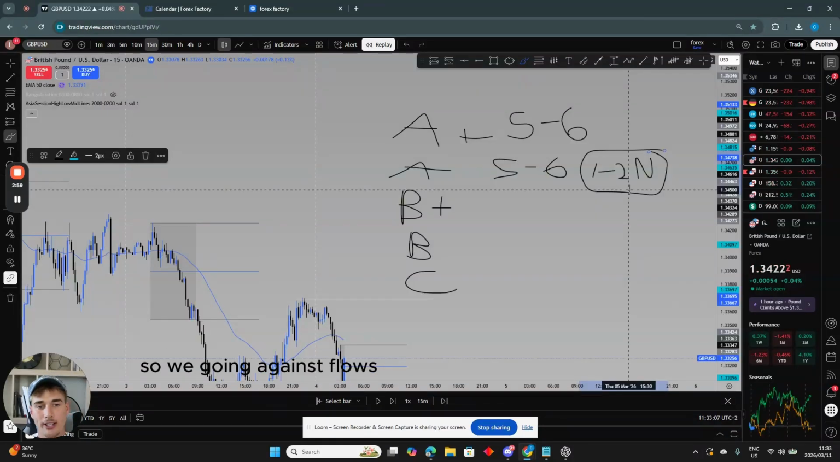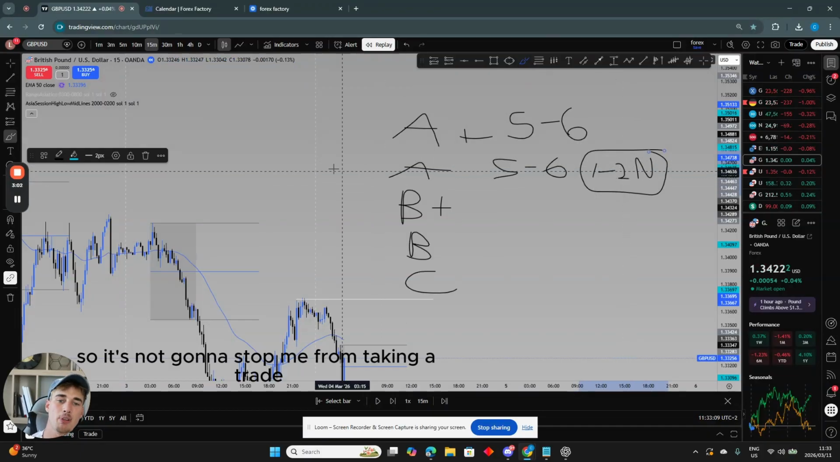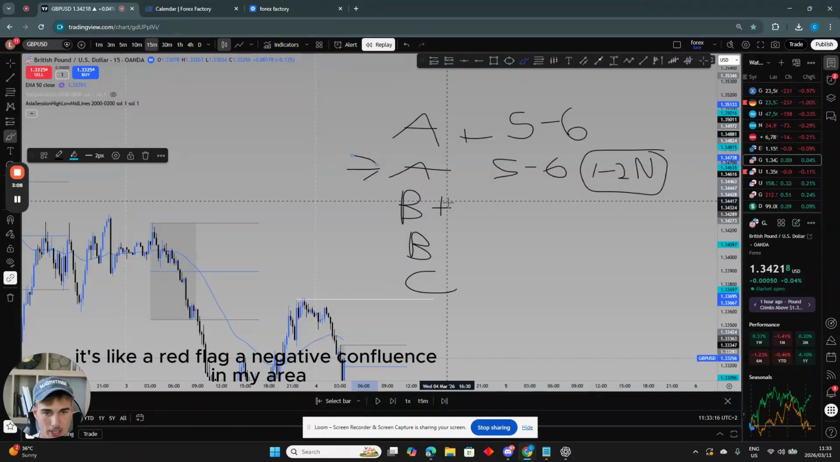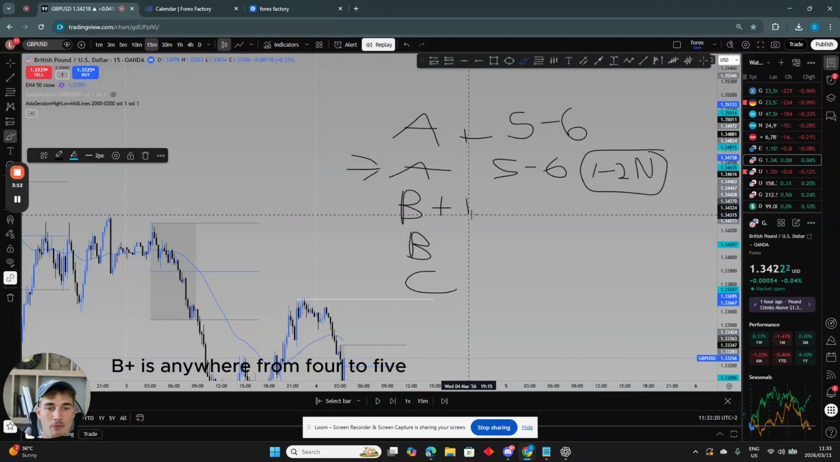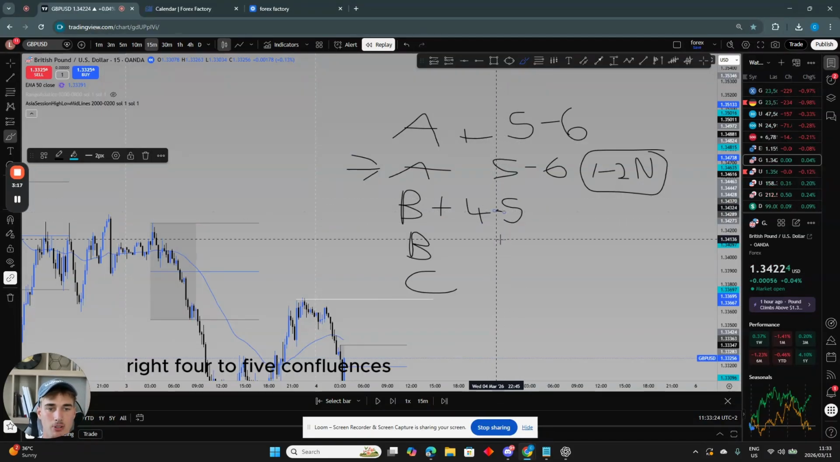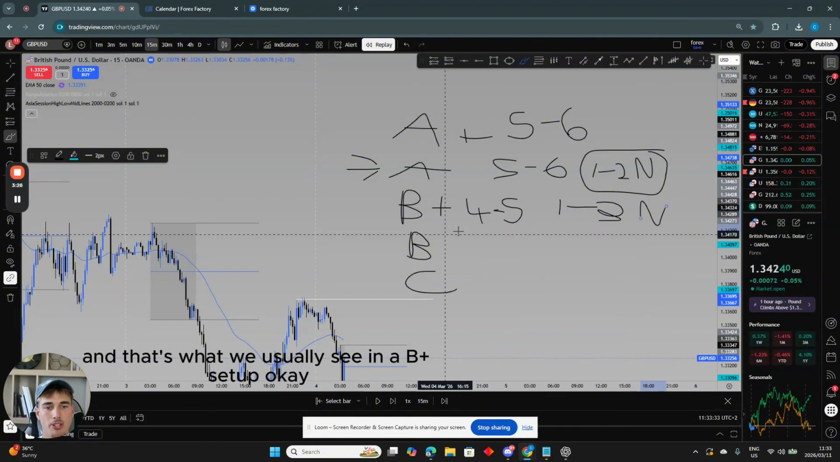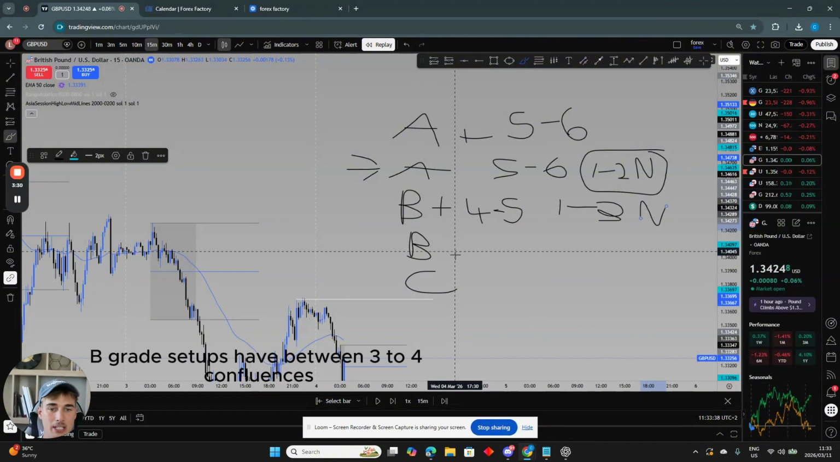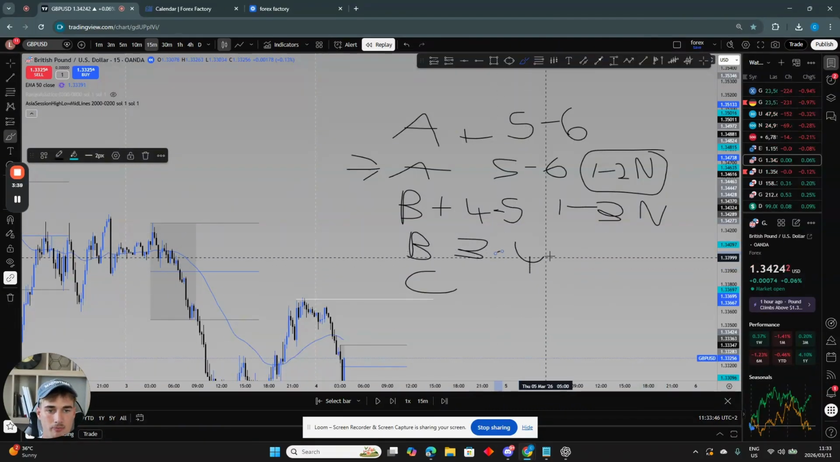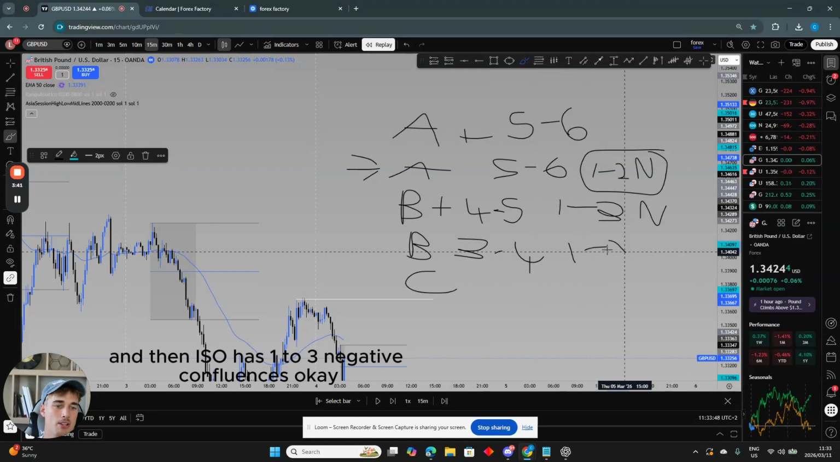So we're going against flows. It's not going to stop me from taking a trade, but it's something that I'm going to keep in mind. It's like a red flag, a negative confluence in my idea. B plus is anywhere from 4 to 5 confluences, with 1 to 3 negative confluences. That's what we usually see in a B plus setup, okay? B grade setups have between 3 to 4 confluences, and also have 1 to 3 negative confluences, okay?